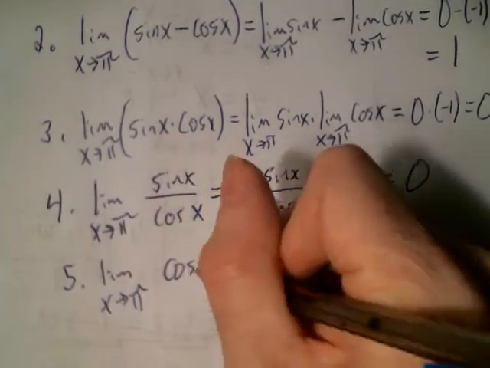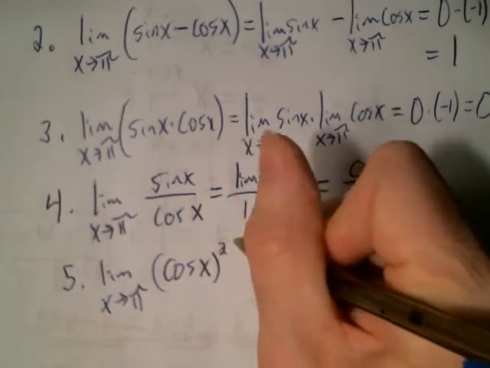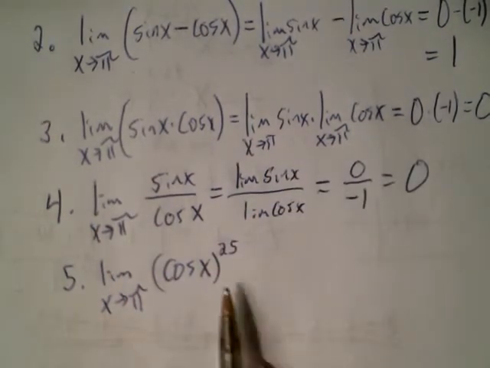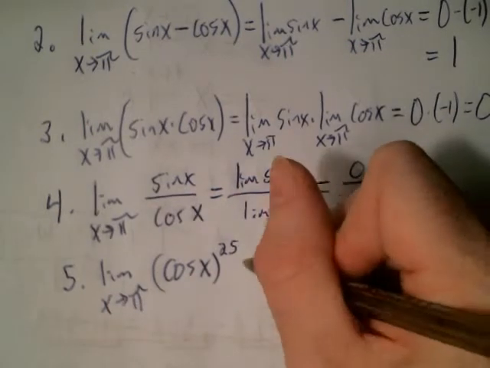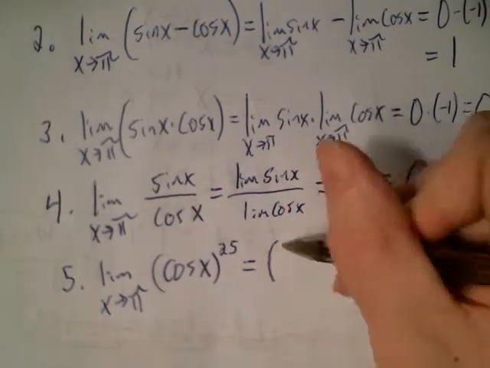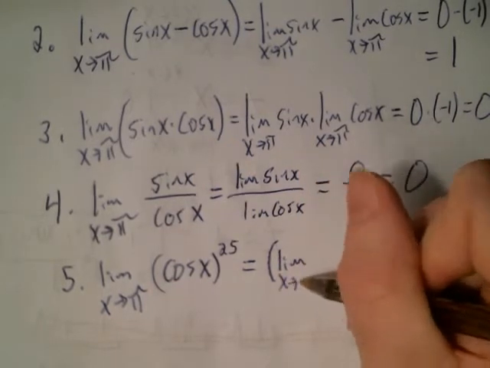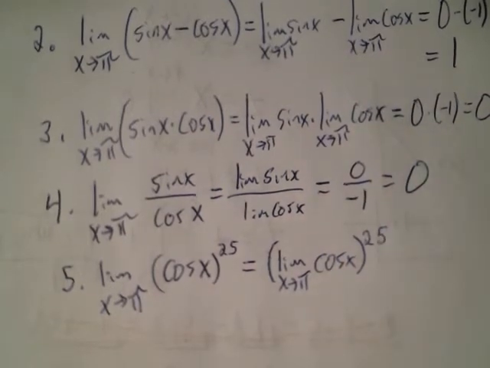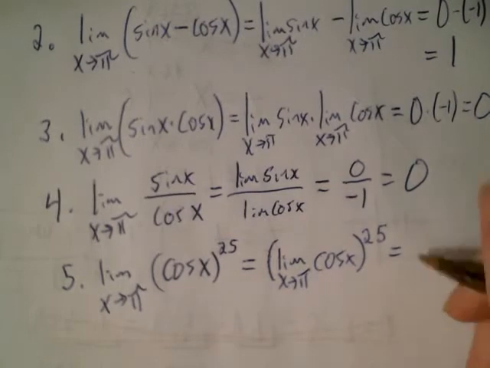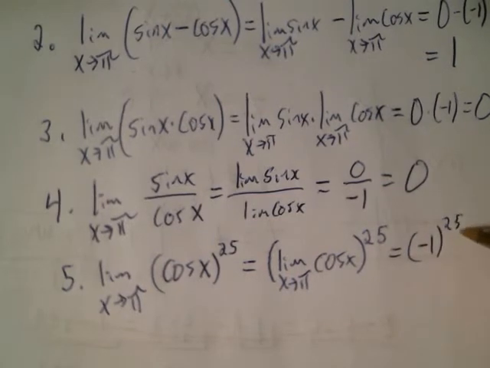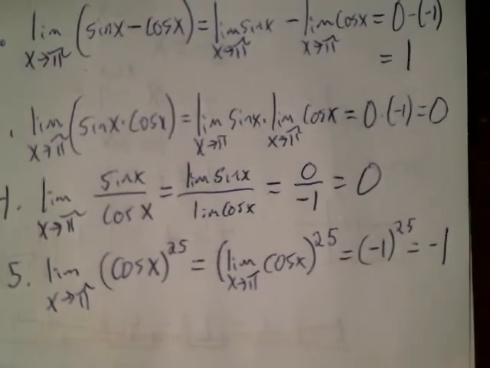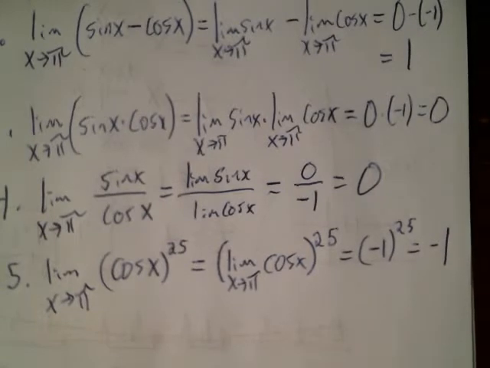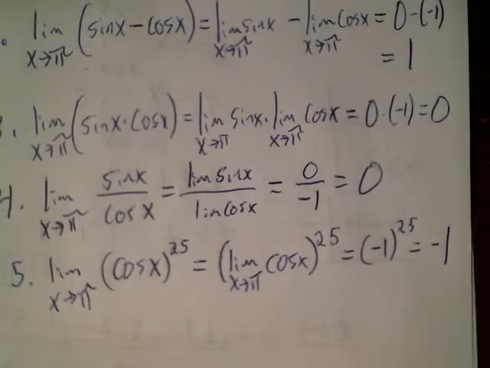So let's say cosine of x to the 25th, right? You can slip the limit into these parentheses and just consider the limit as x goes to pi of cosine x, and then raise that result to the 25th power. The limit as x goes to pi of cosine x, of course, is -1, and then -1 to the 25th, to an odd power, is just -1 again.